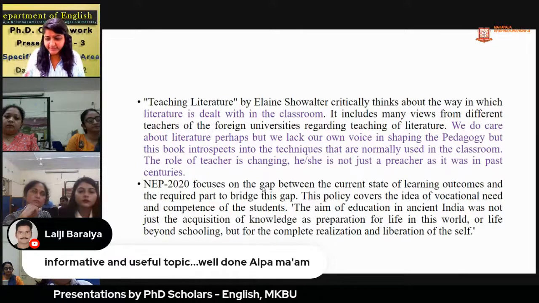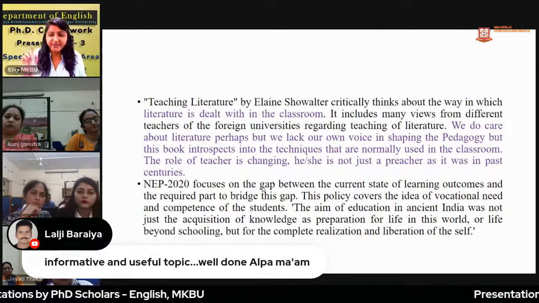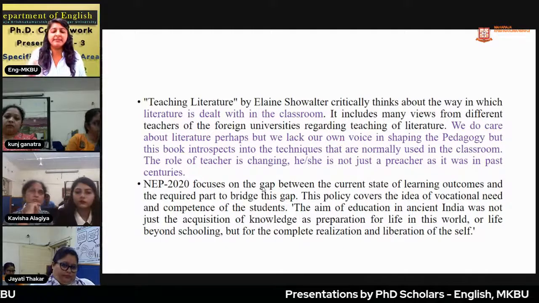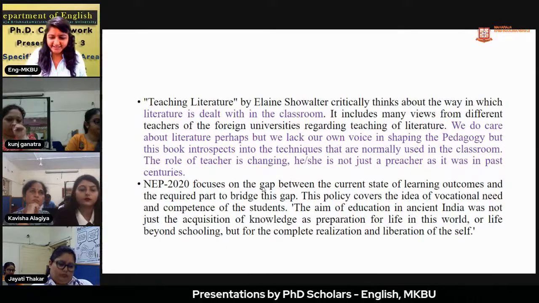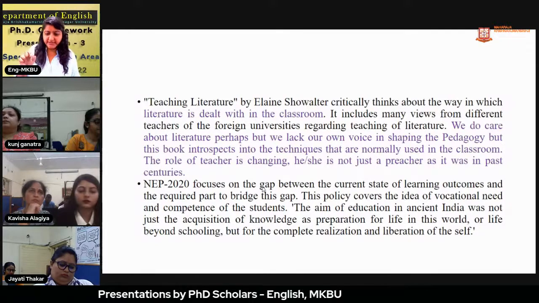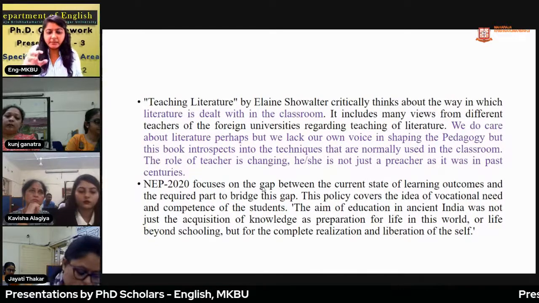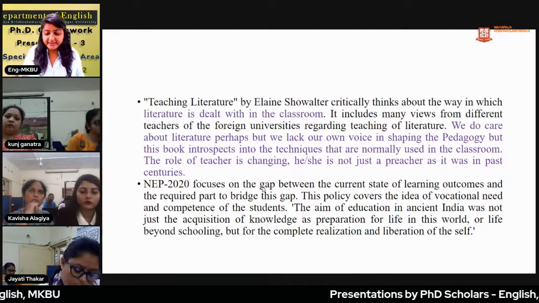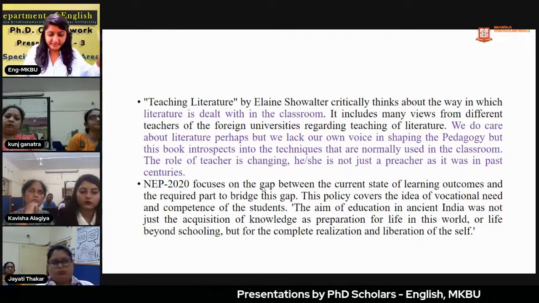She said that we do care about literature perhaps, but we lack our own voice in shaping the pedagogy. But this book introspects into the techniques that are normally used in the classroom. The role of teacher is changing. He or she is not just a preacher as it was in the past, as we have studied in the history.